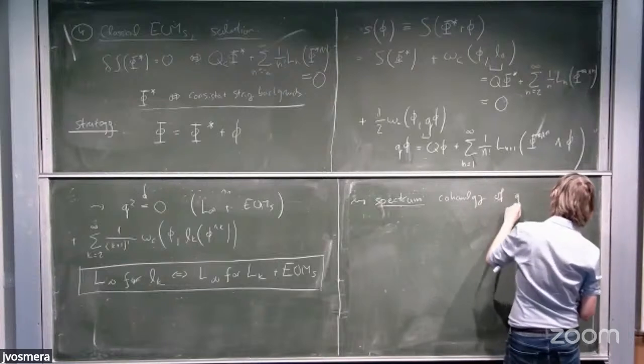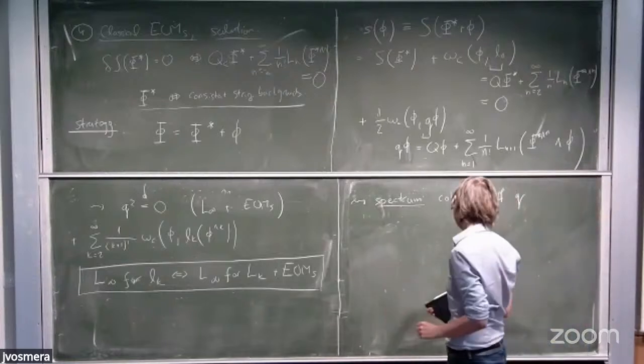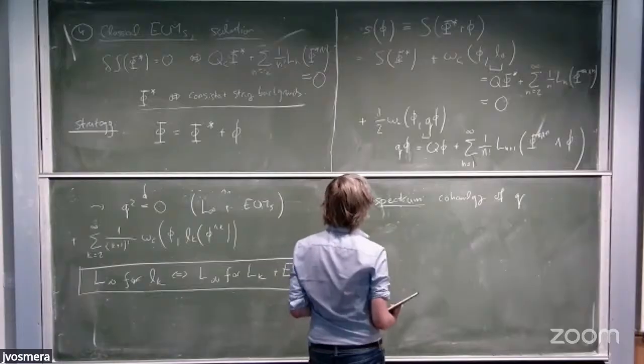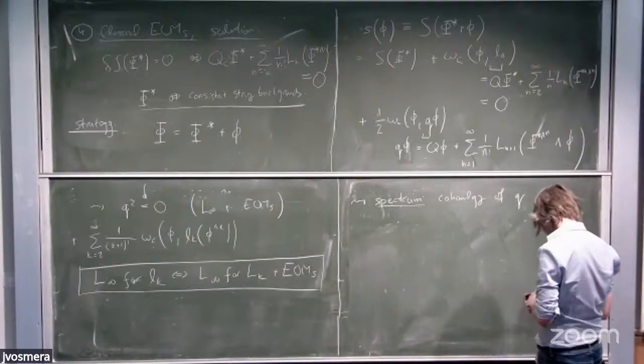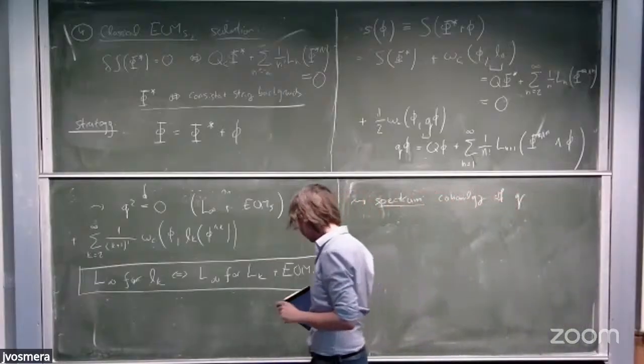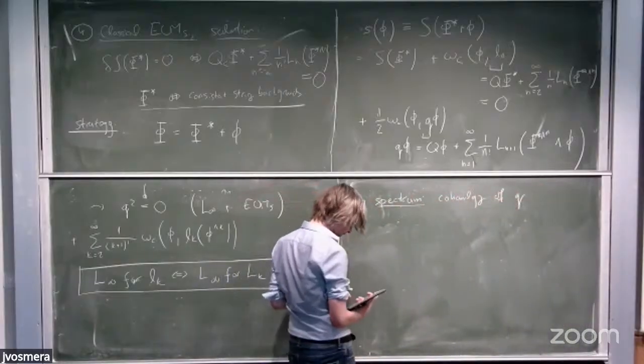So Q is completely determined in terms of the original Q, in terms of the original string products, and in terms of the classical solution. So in principle, if we have infinite computing power, we can compute the cohomology and thereby determine the spectrum.